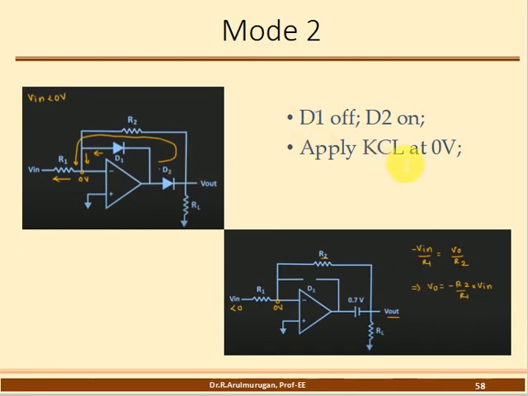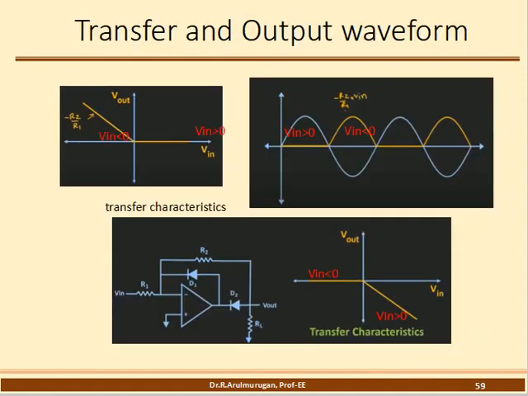Do you know KCL? KCL says entering current is equal to existing current at a node. This is the waveform. For V in greater than 0, that is the mode 1 condition. The input is the blue color, and the output is the yellow color. In mode 1, the output is equal to 0.